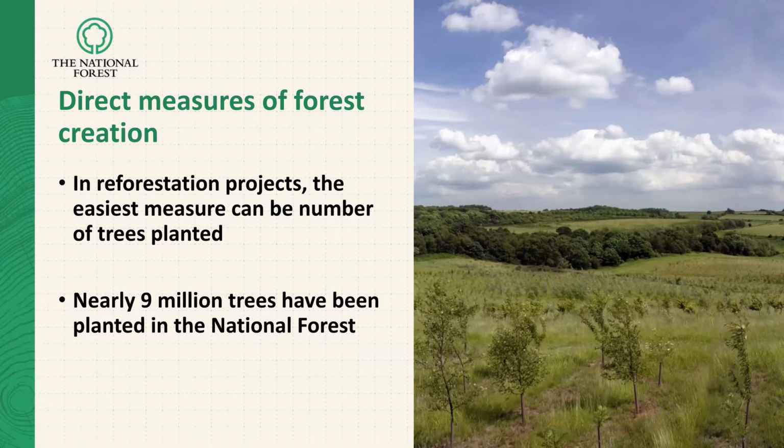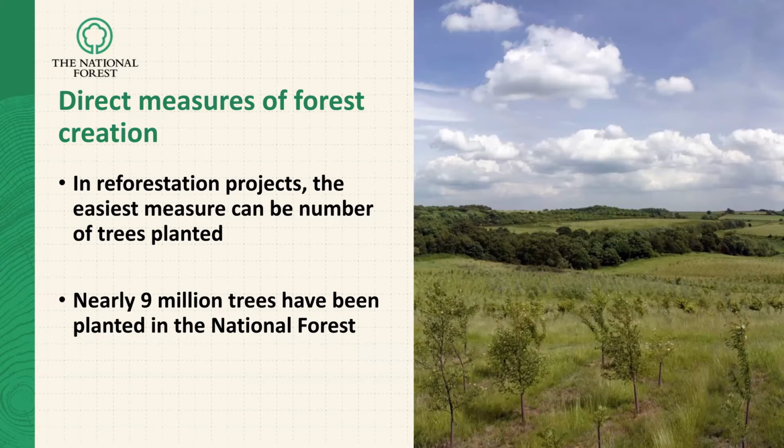Now, when you look at forest creation as an example, the number of trees planted is often a very easy measure for what we've actually actively been doing. So the National Forest over the past 25 years have planted nearly 9 million trees. Now that as a standalone figure looks quite impressive, but because of the size of the area that we're working with, we were unable to create a baseline for that.